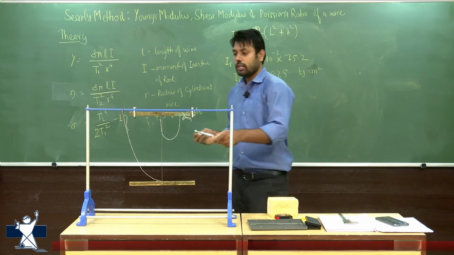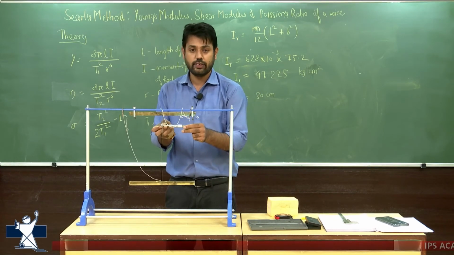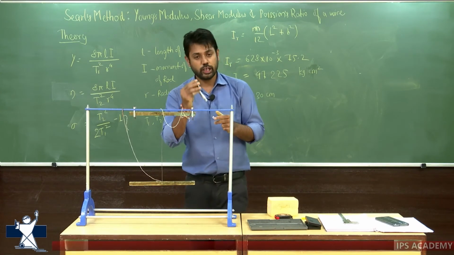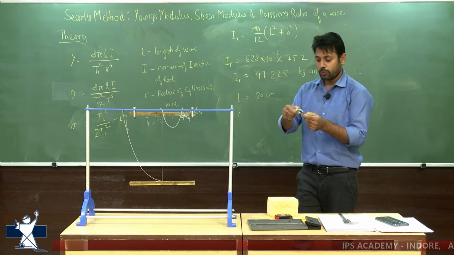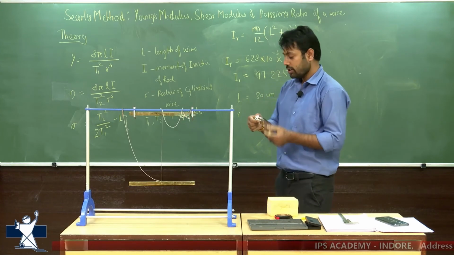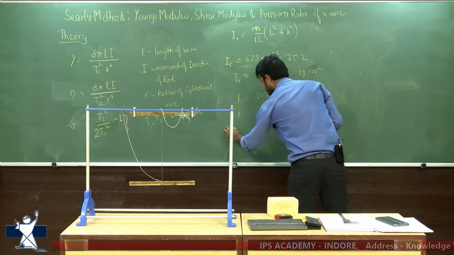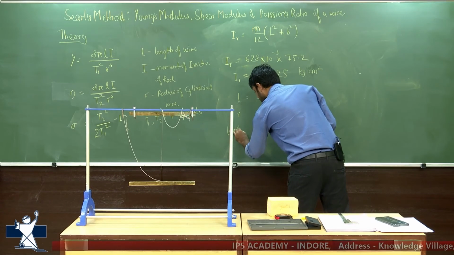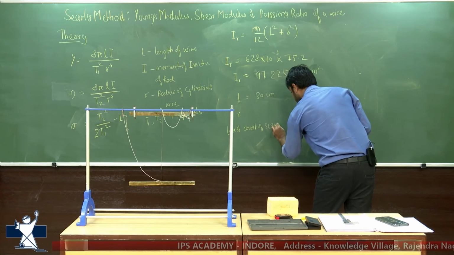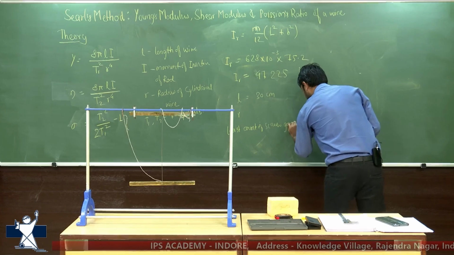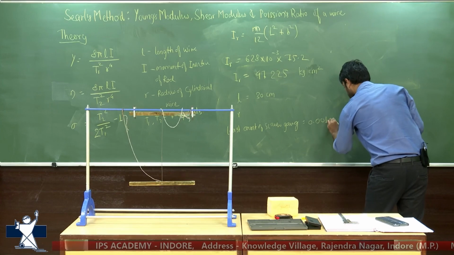So what we do is, for a more accurate result, we measure the radius of the wire at 3 different positions. Okay, so first we need to note down the least count of this screw gauge, which is 0.01 millimeter. So 0.01 millimeter means the least count of the screw gauge equals 0.001 centimeter.